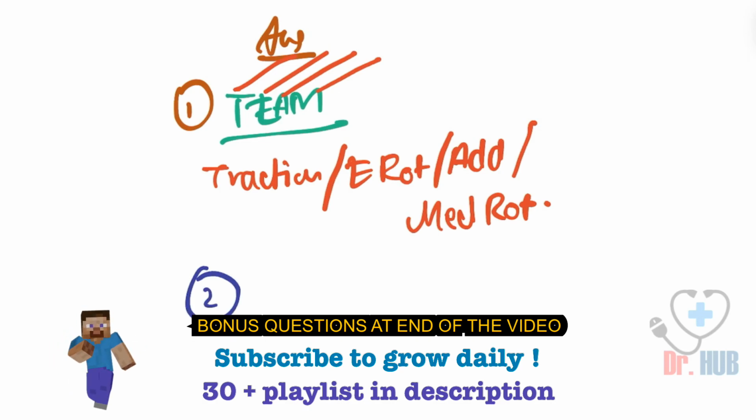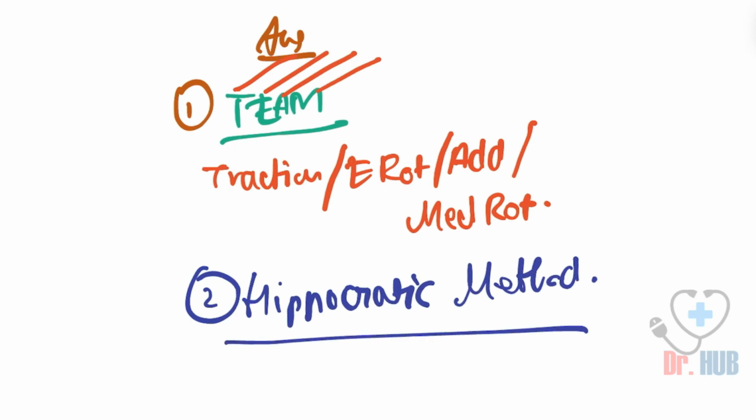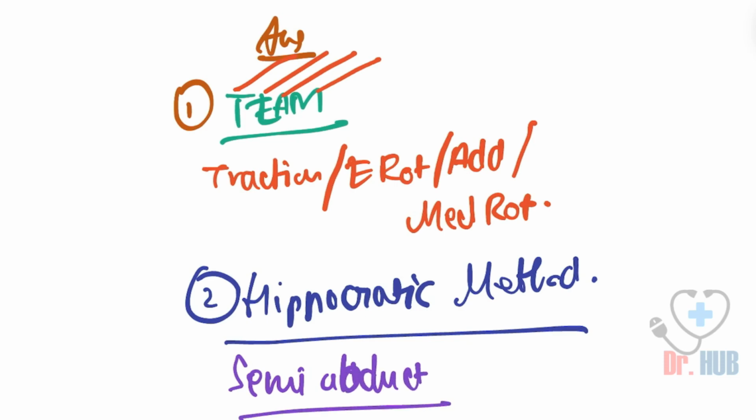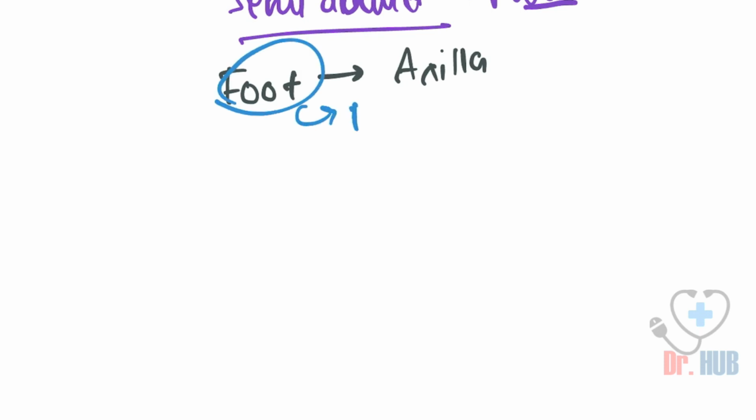Next, we have the Hippocratic method. So what is the Hippocratic method? The doctor applies a firm pressure and steady pull on the semi-abducted arm of the patient by keeping the foot on the axilla. So the foot is kept on the axilla, and this is against the chest. So the foot here acts as the fulcrum. So this was the Hippocratic method.